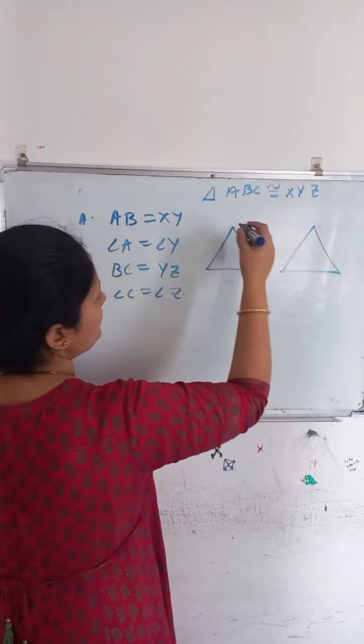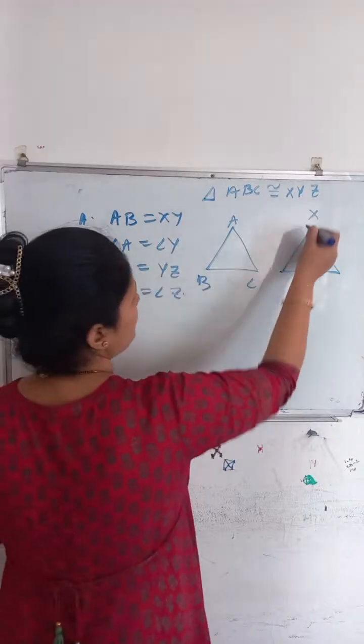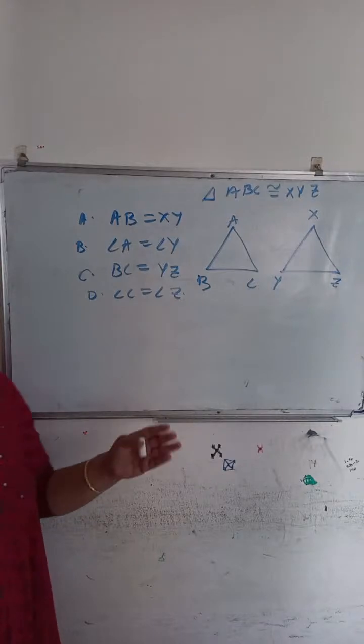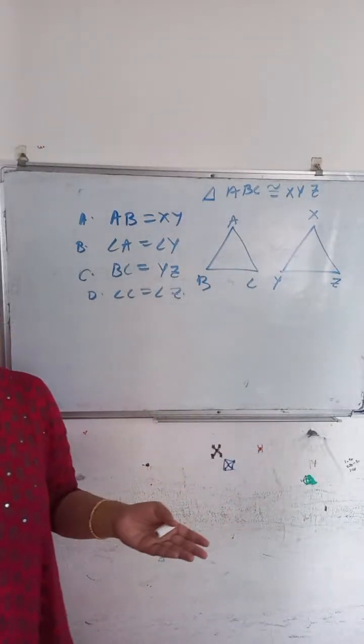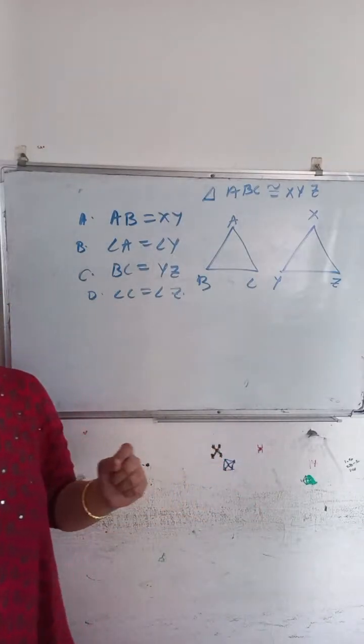Here both are similar, so here ABC, same sequence I am writing here XYZ. If they are congruent, then all the angles are congruent by CPCT. All the sides are also congruent by CPCT.